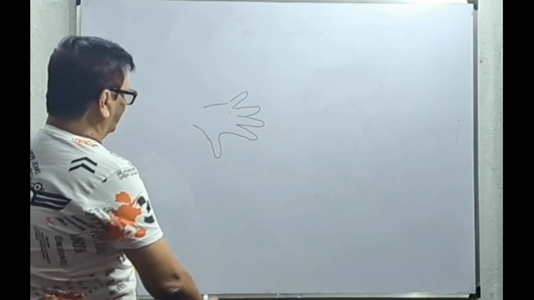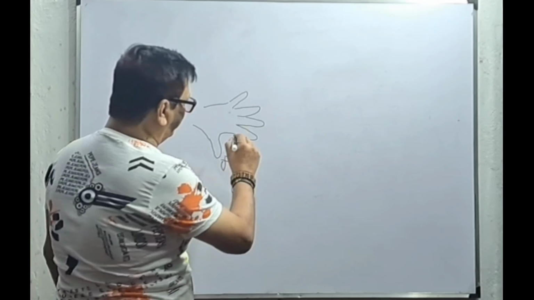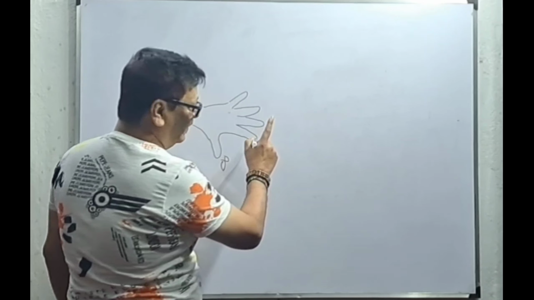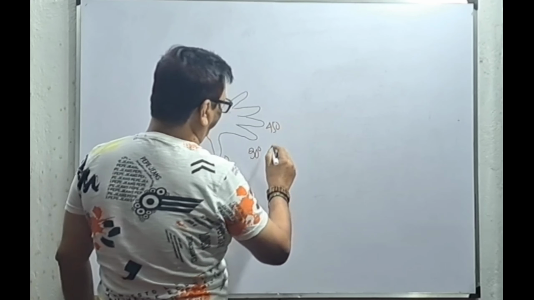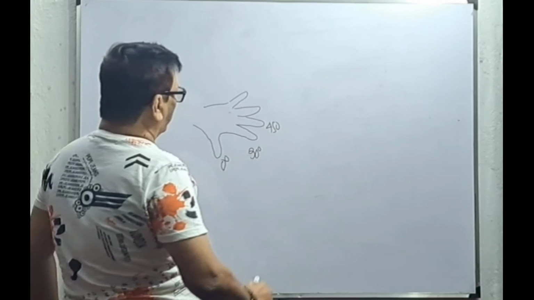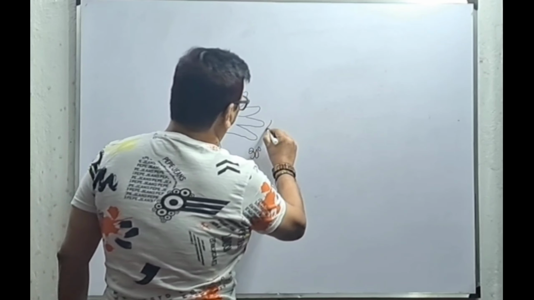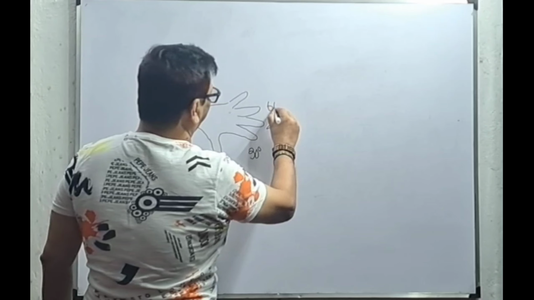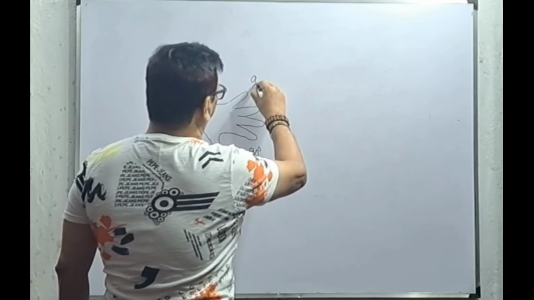So now the thumb has a value of 0 degree. The forefinger has a value of 30 degree. The middle finger has a value of 45 degree. The ring finger, 60 degree. And the baby finger, the pink finger, 90 degree.